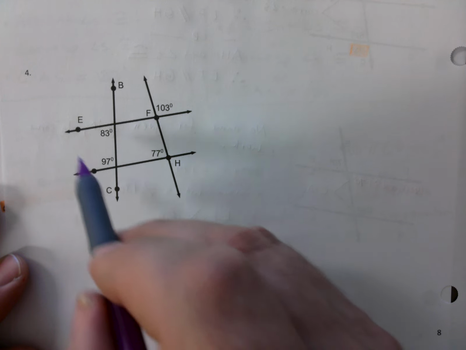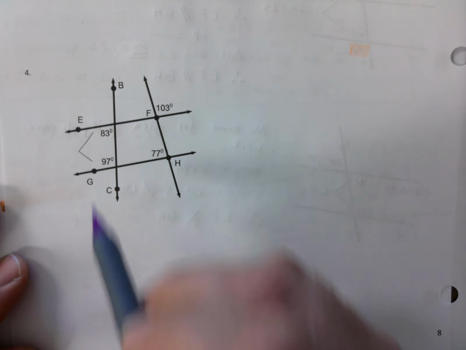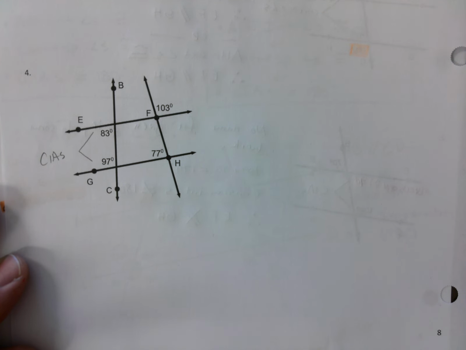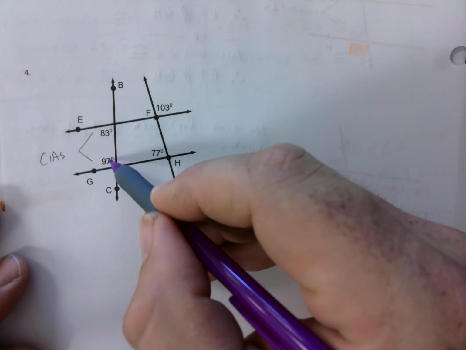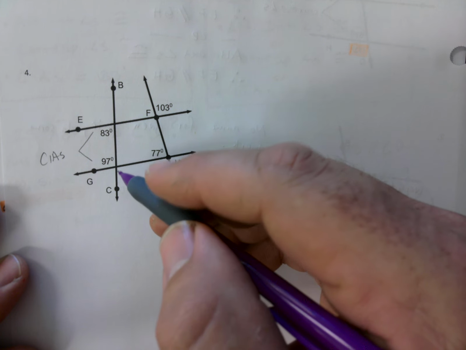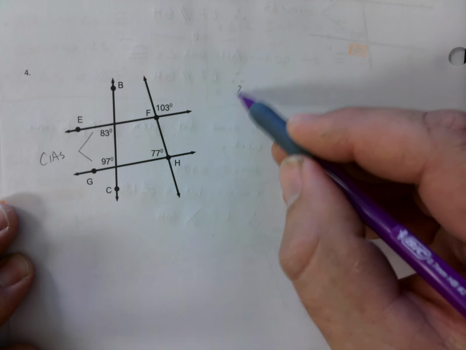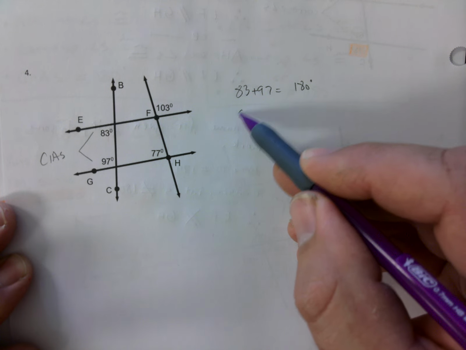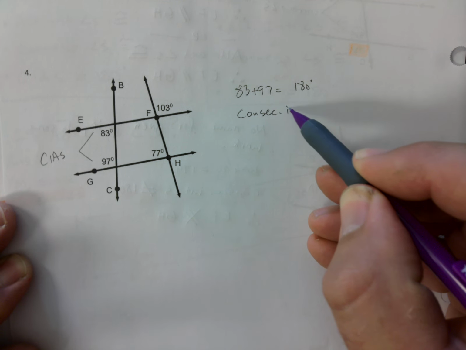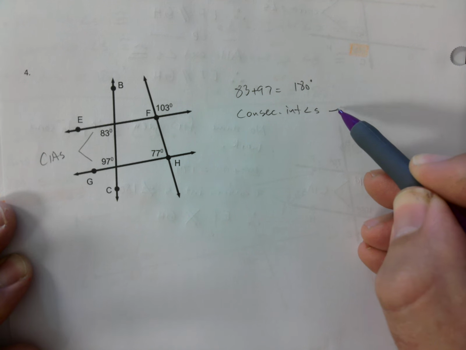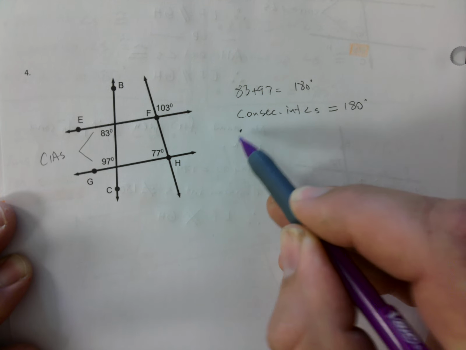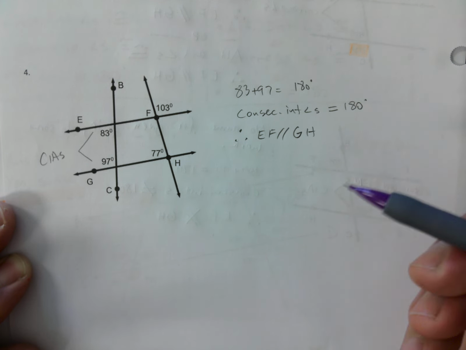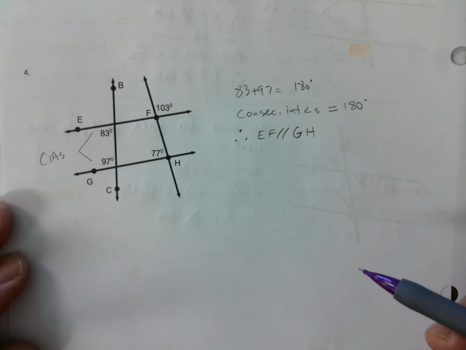What about over here? What do we notice about these two? We know they're CIAs, but is the property about them unique? Let's see, let's do some mental math. They add up to 180, correct? So we're in business. We're good here. There's not even a whole lot of work we need to do. This is equal to 180. So consecutive interior angles are equal to 180. Therefore, EF is parallel to GH. That's one way of doing it.